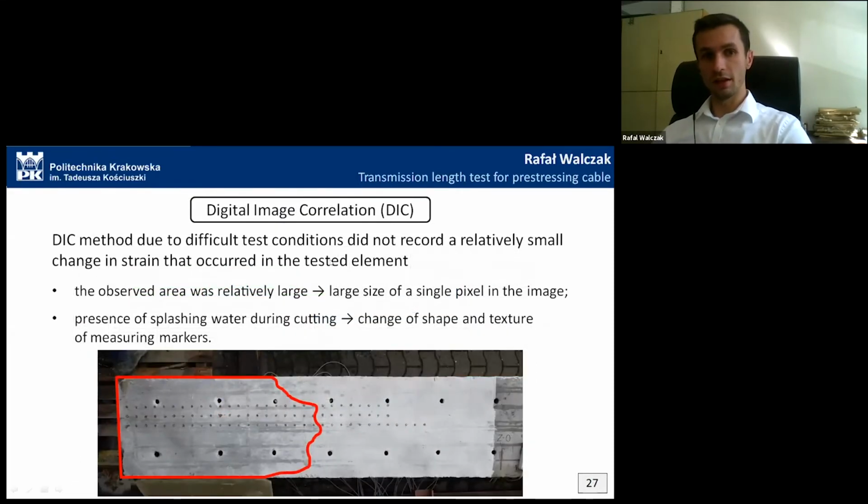Unfortunately, the DIC method did not record the change of strain, mostly due to splashing water during cutting, which changed the shape and texture of measuring markers. So the strain map was just a blur, unfortunately.